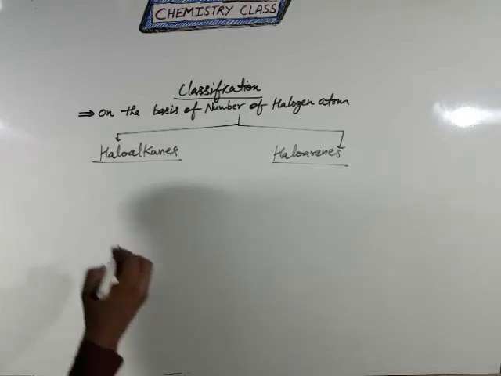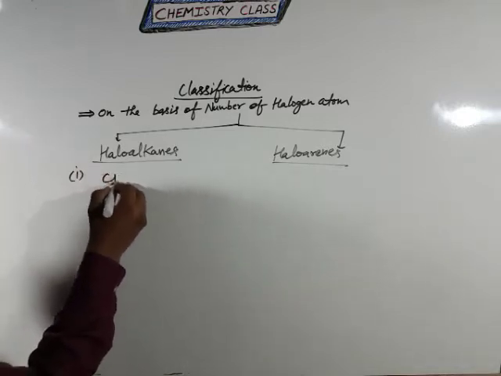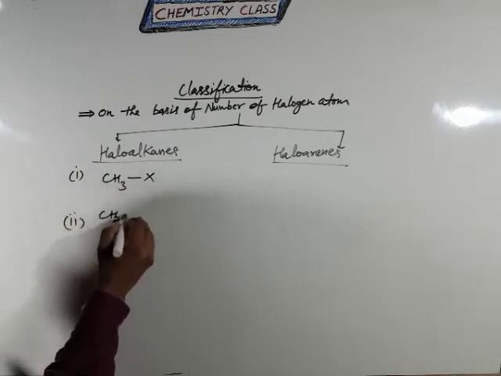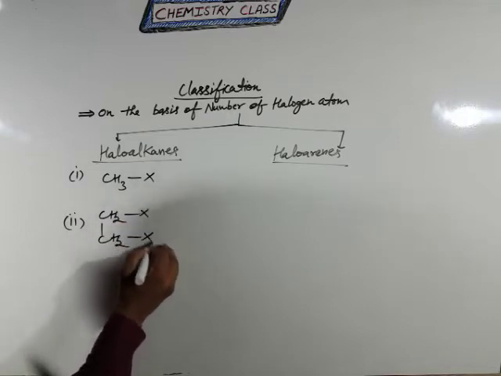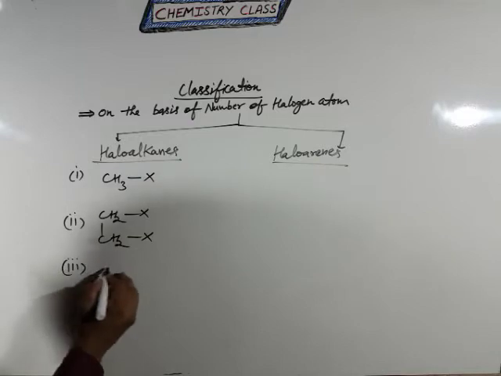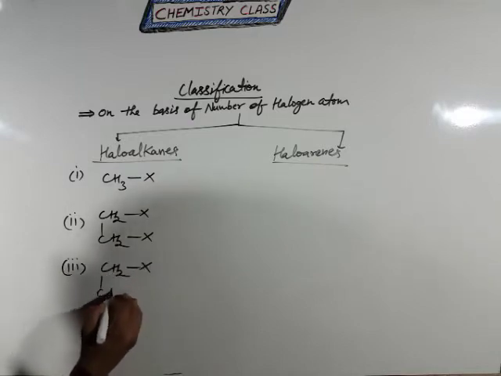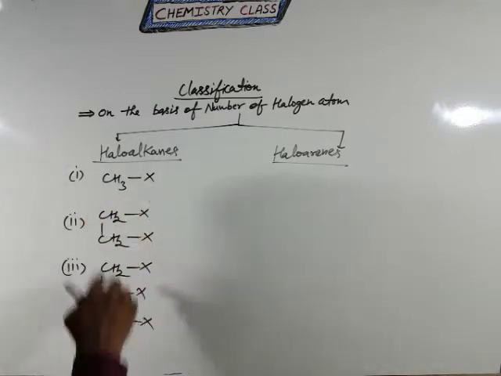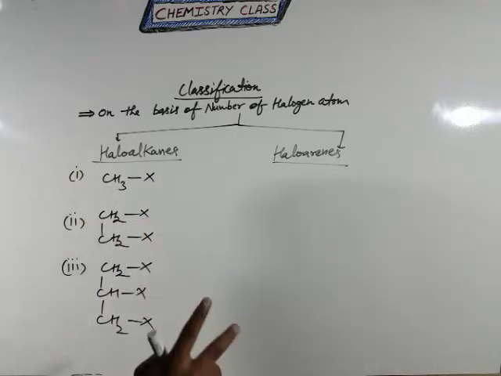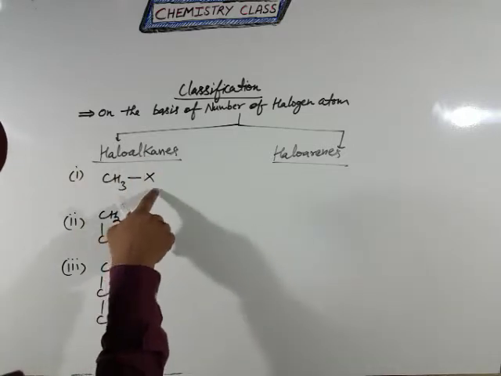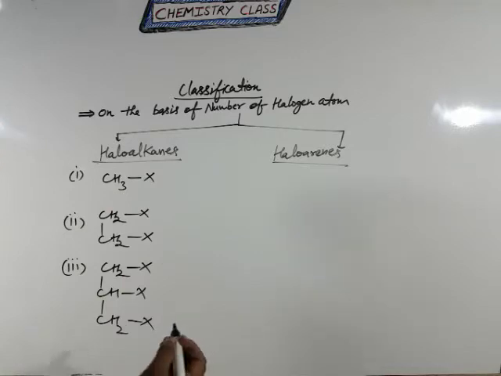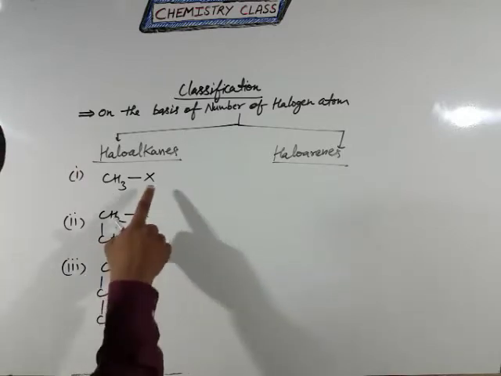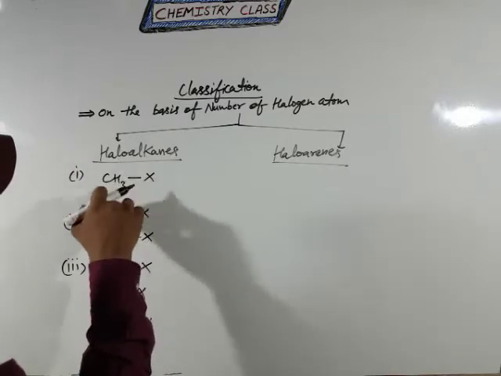So students, we are taking examples here: CH3X, the second one CH2X2, and the third one CHX3. Clear? So in this case you can see that the carbon atom has halogen atoms attached. So directly, the alkanes having halogen atoms are known as haloalkane derivatives.